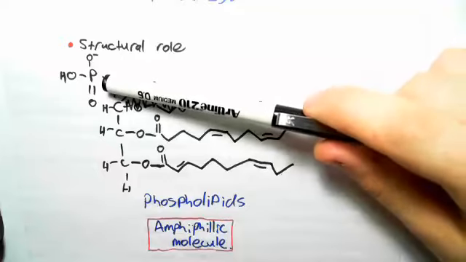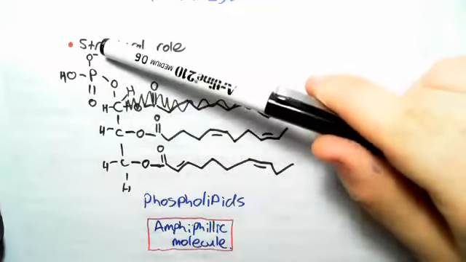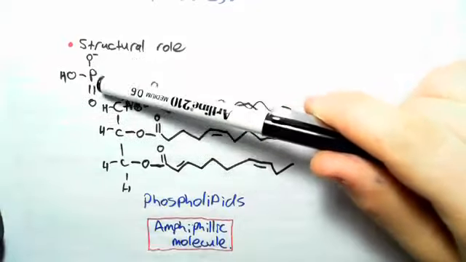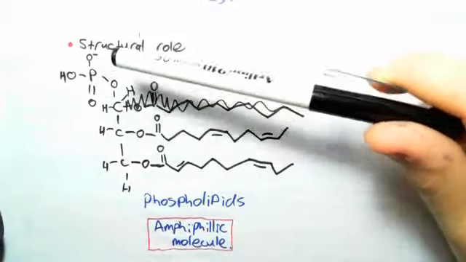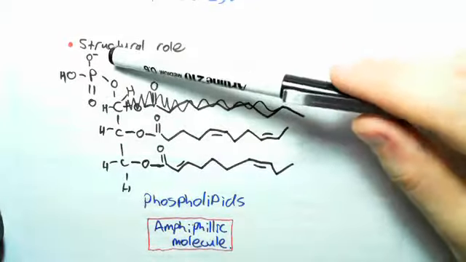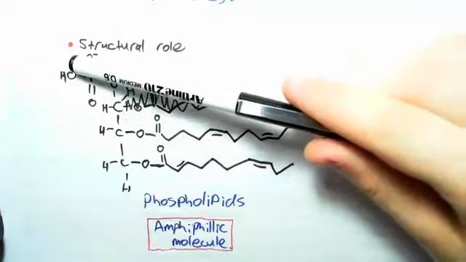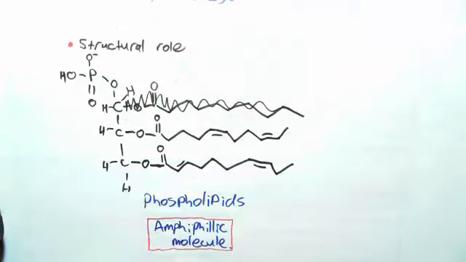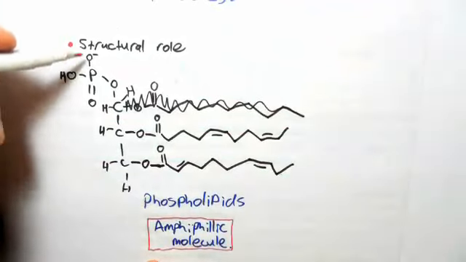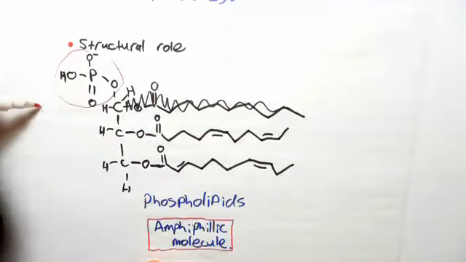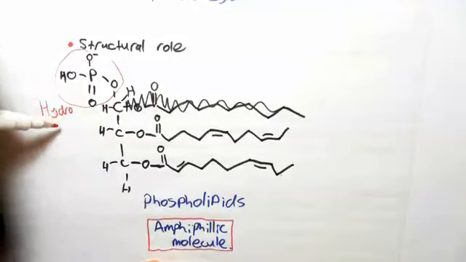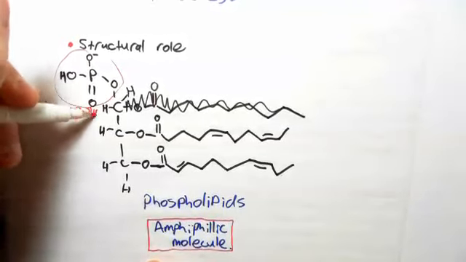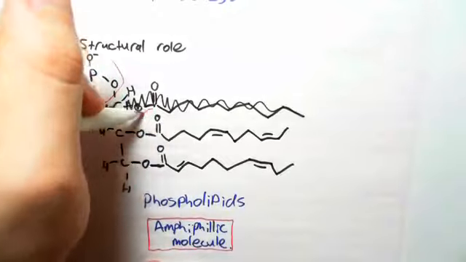So it's a phosphorus atom with a negatively charged oxygen, with some oxygens and hydroxyl groups attached, and that group in itself is negatively charged. So because it's negatively charged, it's highly hydrophilic. So this group is hydrophilic, and these groups are still hydrophobic.